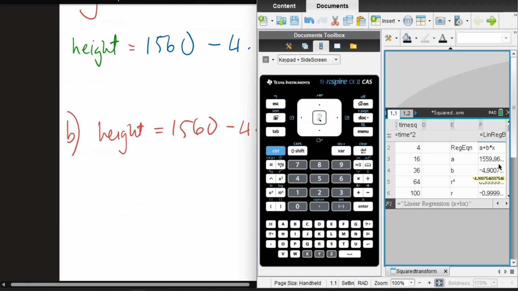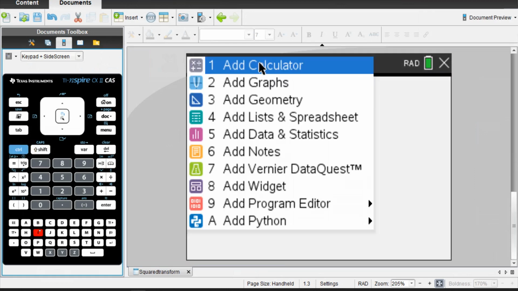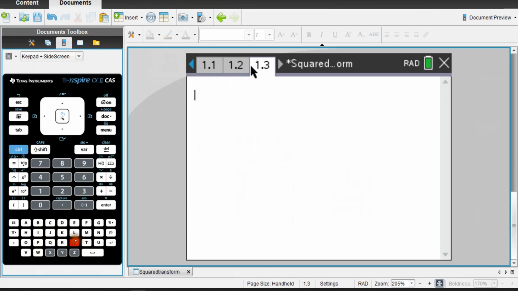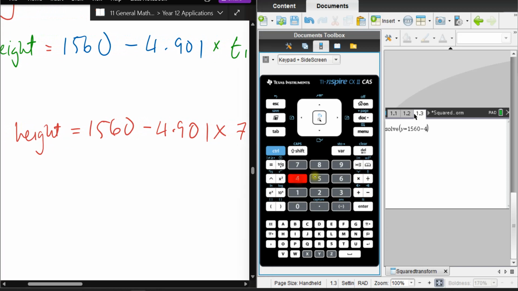So what I like to do is on my CAS, I actually like using the solve function here because it does get a bit tricky later on. So let's use our solve function. SOLVE bracket. Okay, look at the formula right there. So it's going to be, we'll just go back to the y equals 1560 minus 4.901 times 7 squared. Okay, then comma y, because we're looking for the y variable. Okay, and there's our answer, 1319.851.